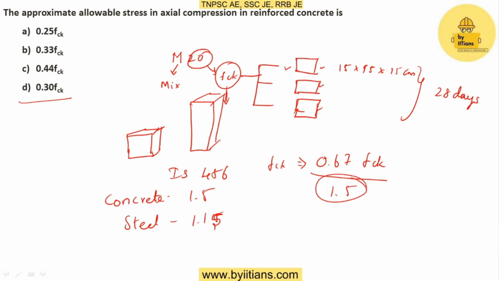So if you divide this 0.67 by 1.5, you will be getting around 0.445 FCK. Okay, so option C will be the right answer.